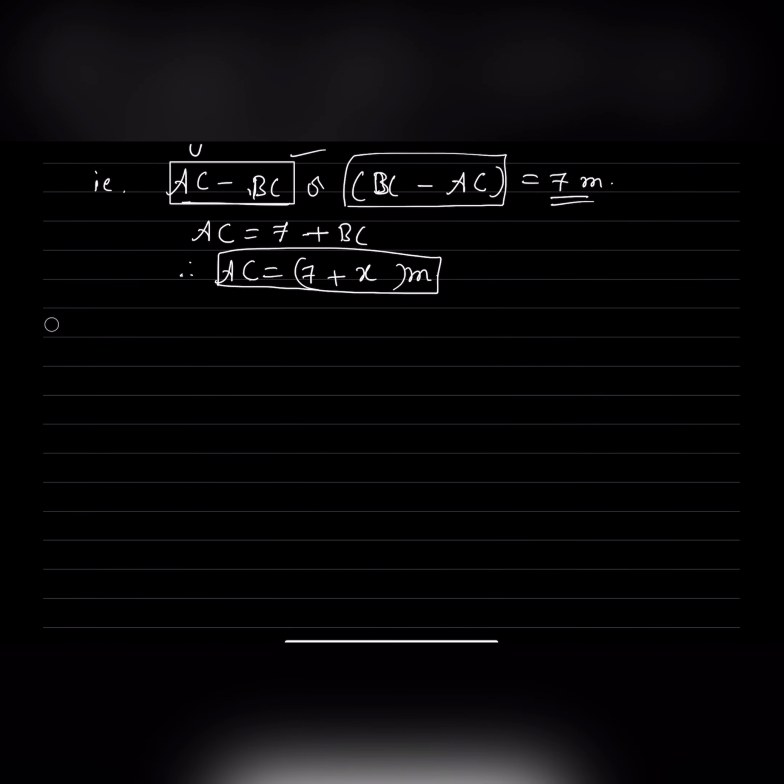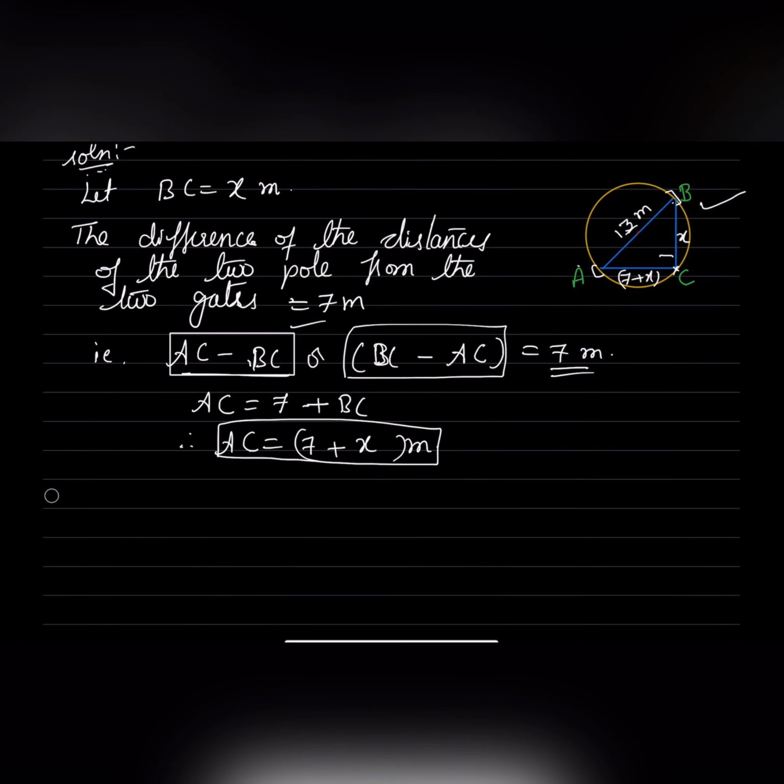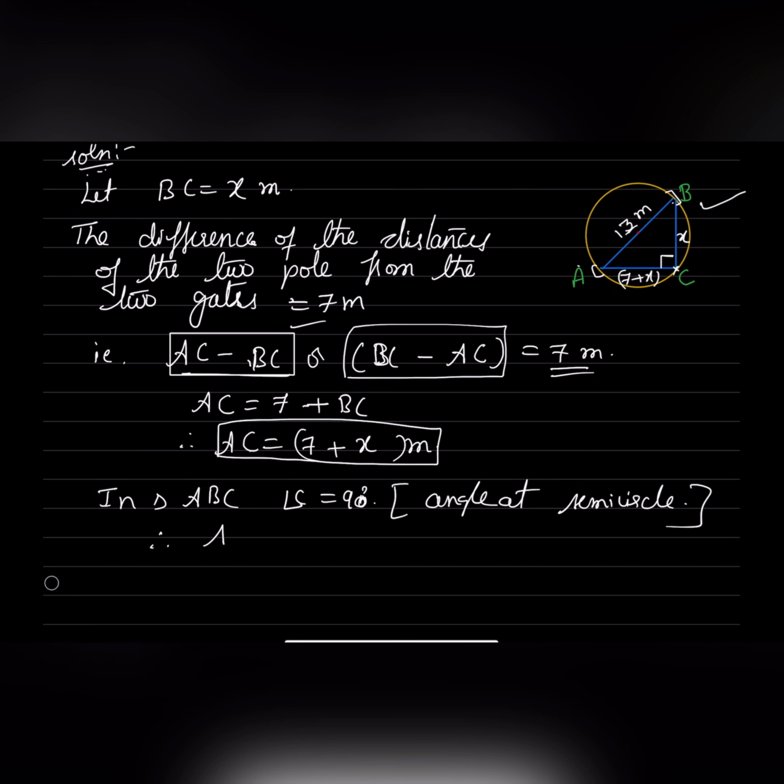And now what we have to do? We can apply Pythagoras theorem because this is equal to 90 degree. Since this angle C in triangle ABC, angle C is equal to 90 degree, and it is the angle at semicircle. Therefore, triangle ABC is a right angle triangle. This is 90 because it is the angle at the semicircle, and this is diameter. AB is the diameter. Therefore, this is 90 degree. And hence we can apply Pythagoras theorem.